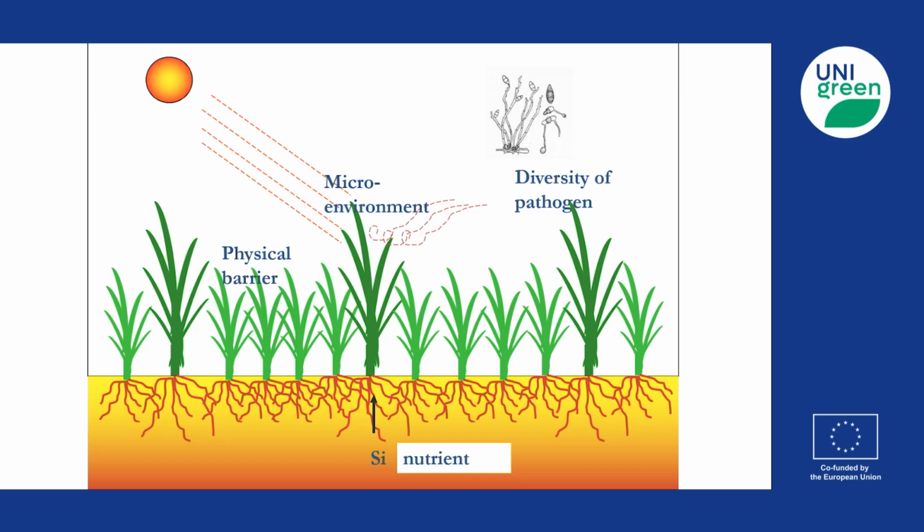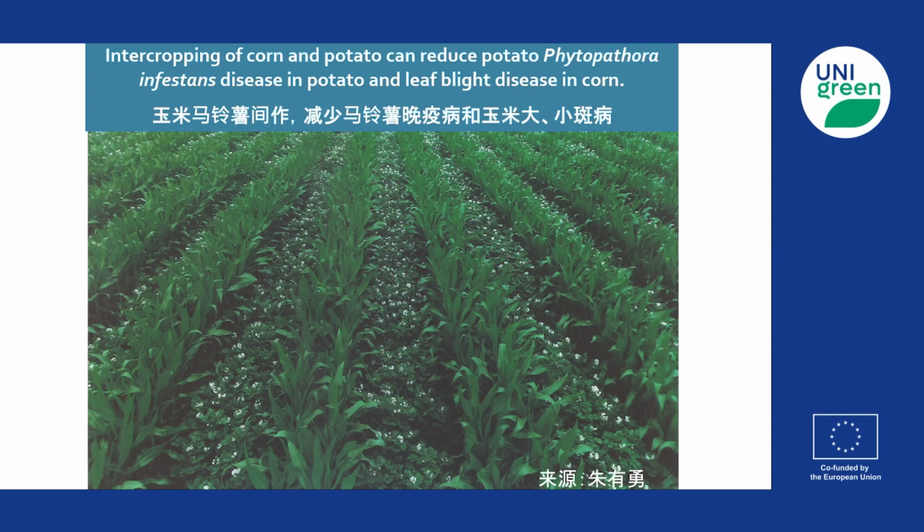They also create the conditions to release certain nutrients that are very important. In this intercropping system of potatoes with corn, it's very interesting because they were able to reduce Phytophthora infestans, which is one of the major problems in potatoes. This paper was published in Nature, so it is very high impact. For us, it was a very nice surprise when we saw this.